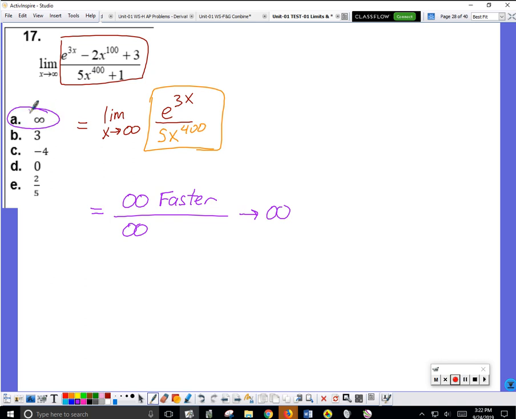Question, please. If the bottom were to grow faster, would it be different? Goes towards 0. Anybody else want to talk more on 17? Cool. Stop the video.